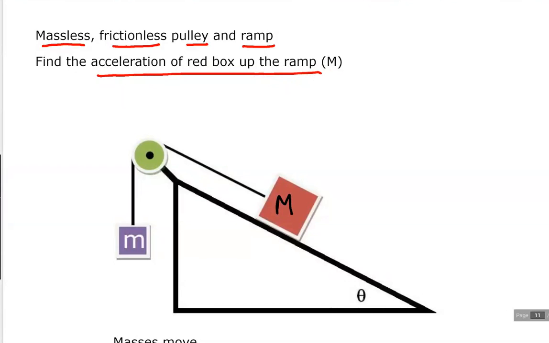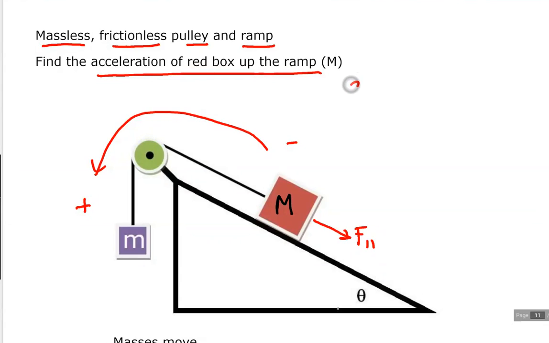Now, it's probably not obvious to a lot of people that this box will actually go up the ramp, because a lot of people think that since we've got a smaller box, that won't happen. The bigger box is on the ramp. But remember, the bigger box is experiencing a force that's equal not to the weight but to the parallel component. So if the box is going up the ramp, we'll call this direction positive, this direction negative, and let's find the acceleration of the red box up the ramp.